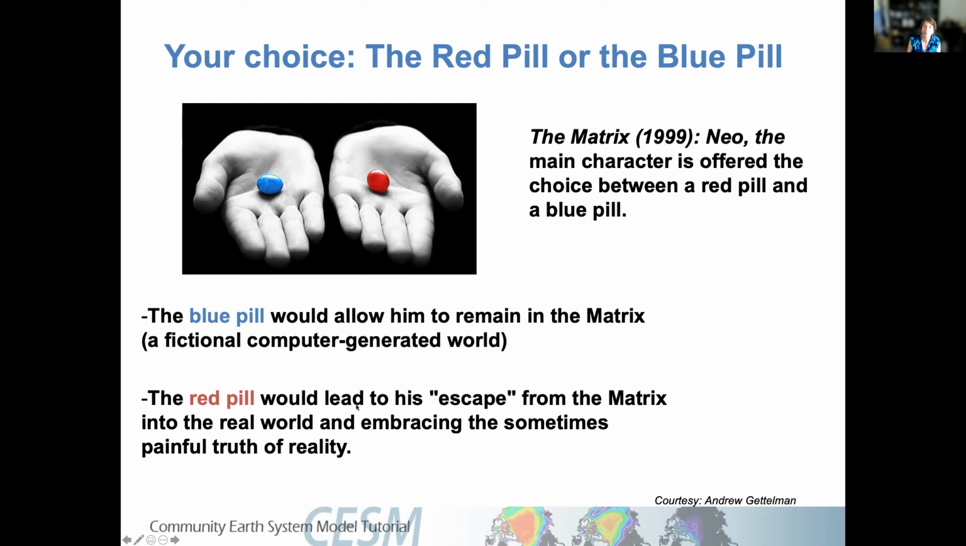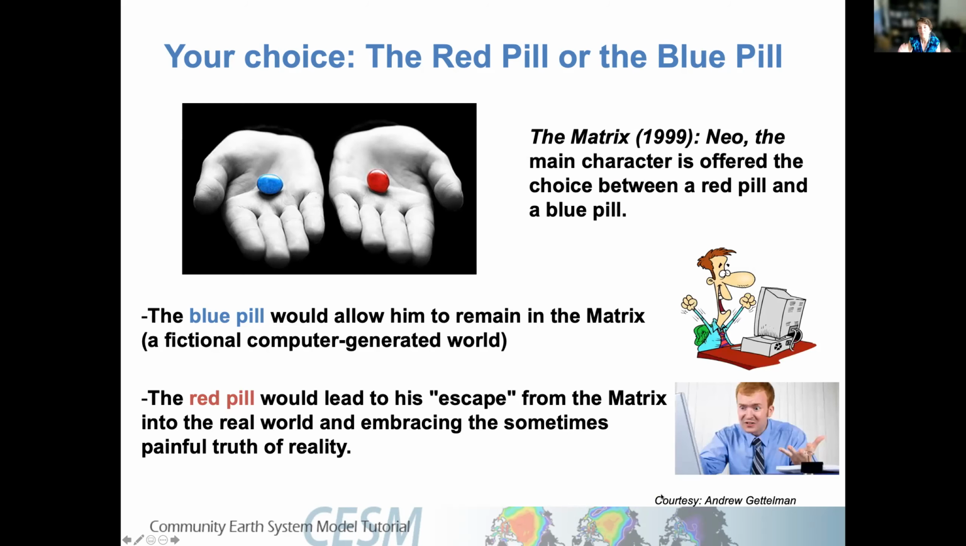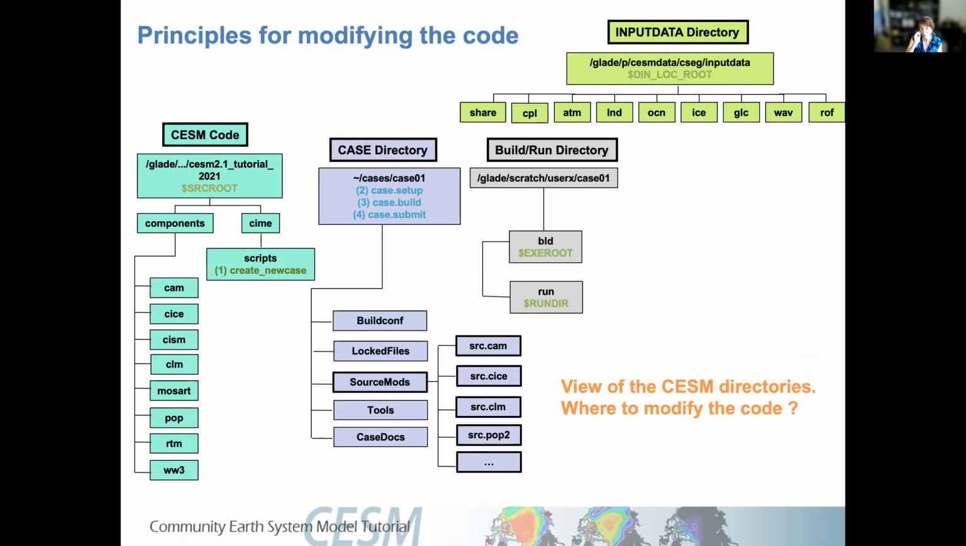And the red pill would lead to escape from the Matrix, and then you will have to embrace the real world that can sometimes be very painful. It was a slide I borrowed from Andrew Gettelman, and I found that it was really showing well what's going on. There's a lot of frustration sometimes when you start to do code modification, but it's also the next step, and it's very interesting.